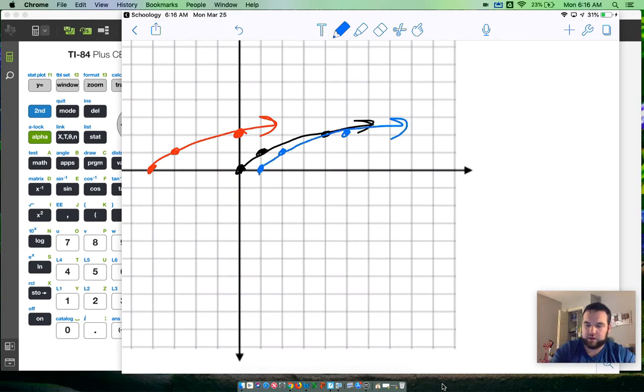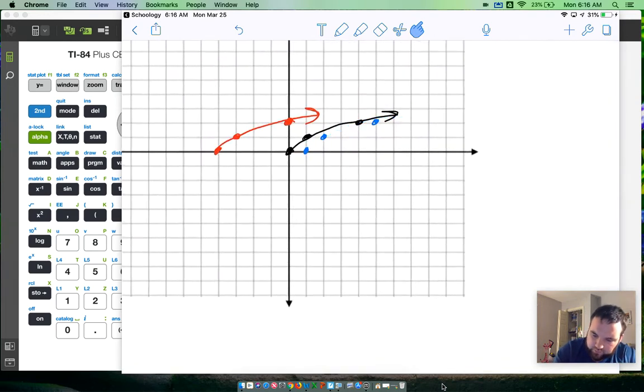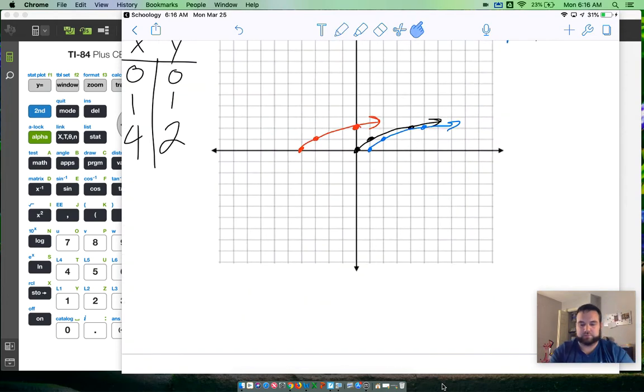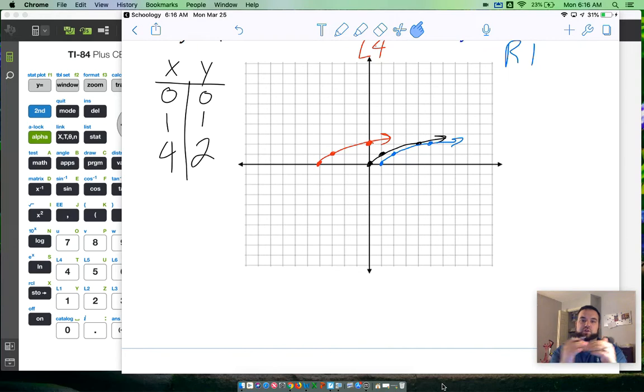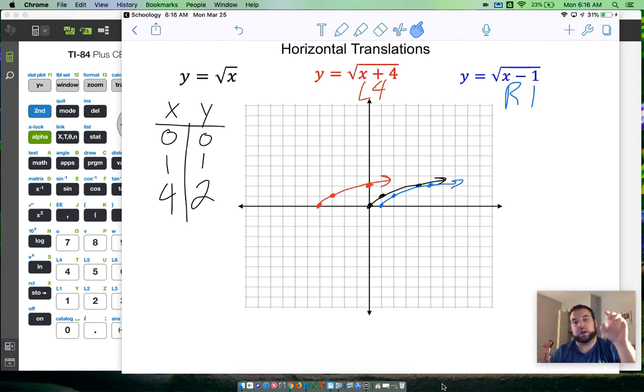Okay. That's not the best drawing, but you can tell. I'm going to actually redo that. Still not great, but you can tell it's the same function. It's just shifted side to side. So moral of the story, if you see a plus or minus underneath the radical sign, that means we're moving it horizontally.